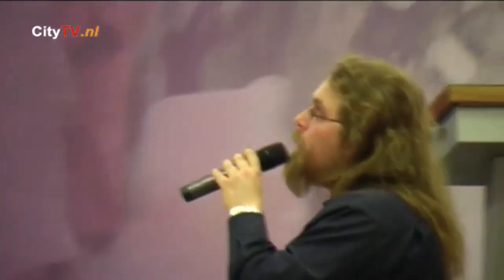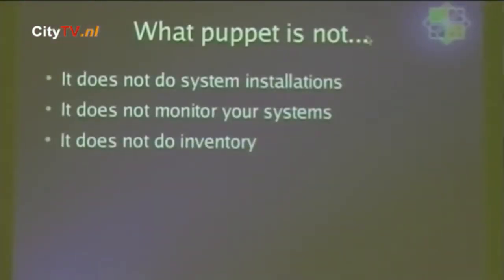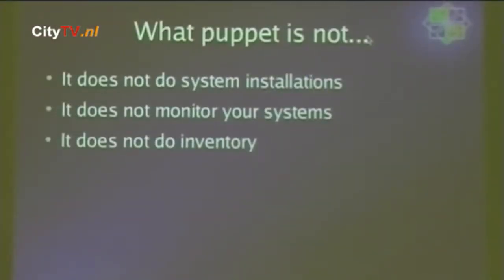So I also said I'd talk about limitations. So the question is, what is Puppet not? Puppet does not do system installations. It's just a configuration management tool. So you still have to have a deployment solution, for example, Cobbler or Spacewalk or whatever. It does not really monitor your systems as some other solutions do. And it doesn't really do an inventory. You can use the data you get from Facter to get an overview over your machines, but it's definitely not an inventory solution.